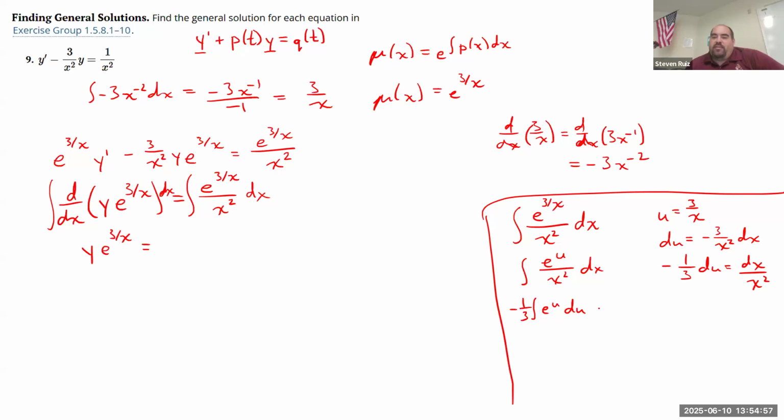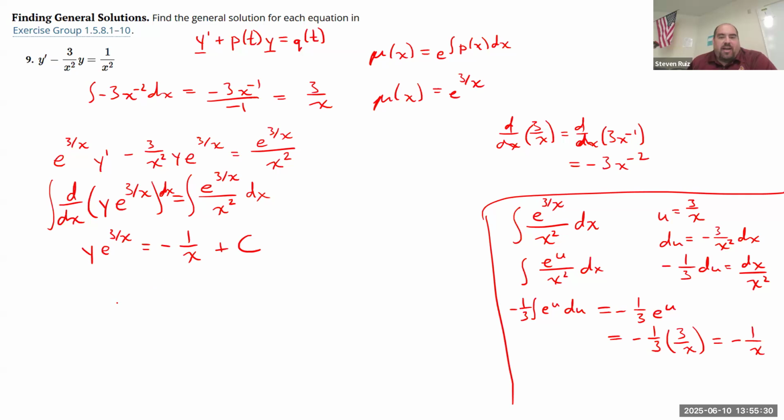What is the integral of e to the u du? That is simply e to the u. And if we undo our substitution, we get -1/3 times 3 over x, which is -1 over x. Okay, so the right-hand side here is going to be -1 over x plus c. We don't have enough information to figure out what c is.